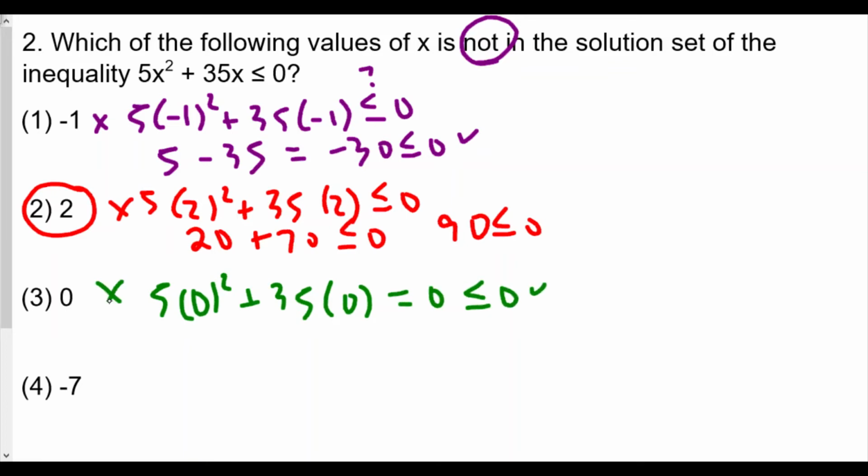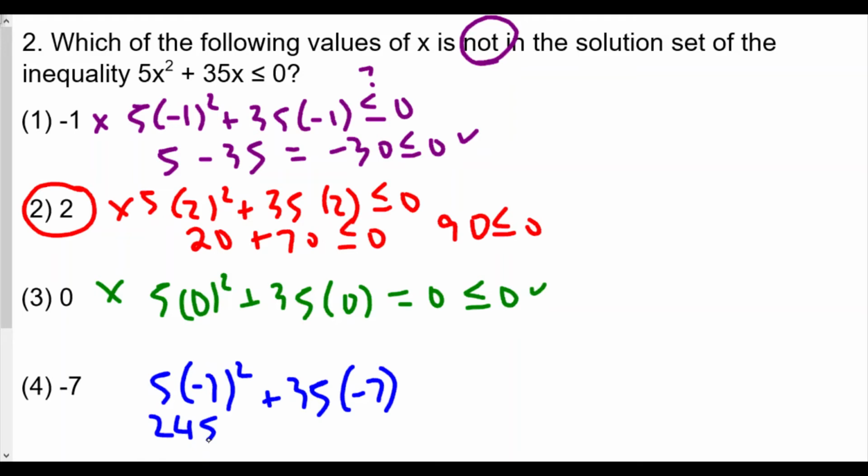I will double check the last one, -7, just in case people wonder why that doesn't work. So we have 5 times -7 squared plus 35 times -7. What's that equal to? Negative 7 squared is 49, times 5. 49 times 5 is equal to 245.